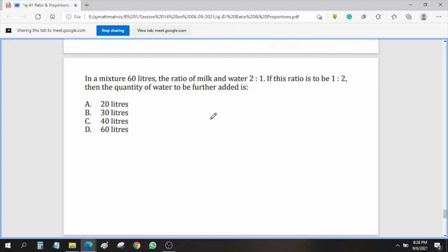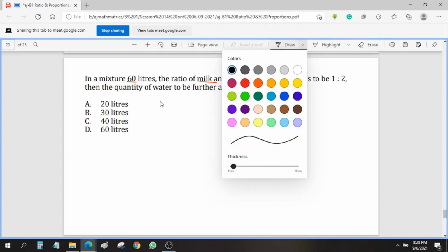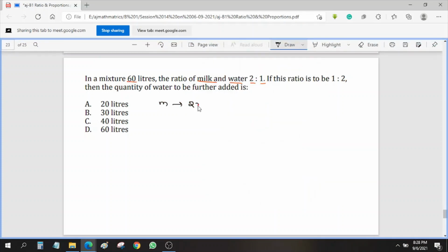First, I have already told you we need to find out the milk quantity. Here the total mixture is 60 liters of milk and water in the ratio 2 is to 1. So milk is 2x and water is 1x. The total is 3x, so 3x equals 60, and x is 20. So milk is 40 and water is 20. Now the water quantity is 20.